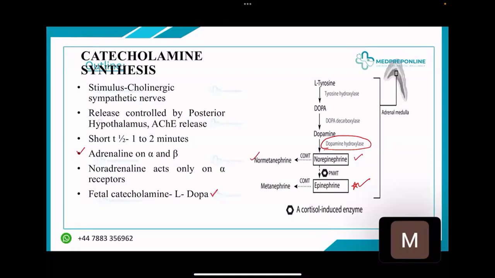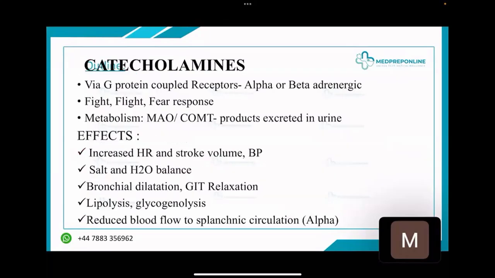Okay. Another interesting thing you would want to know about adrenaline and noradrenaline is their functions. They act via G protein coupled receptors, and we know they play an important role in the fight, flight, or fear response. Correct? Now, metabolism: we saw that it is either the monoamine oxidase or the catechol O-methyltransferase pathway, and these products are excreted in urine. You will see the significance of this when we study pheochromocytoma.